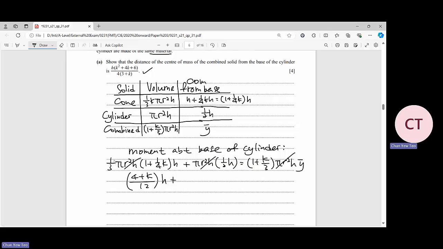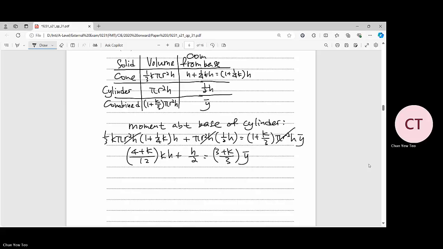I miss out the k. There's a k here. Sorry, this is a 1/3 k by r square. So I miss out the k here. There's supposed to be a k plus the h over 2 is equals to the 3 plus k over 3 bar y.